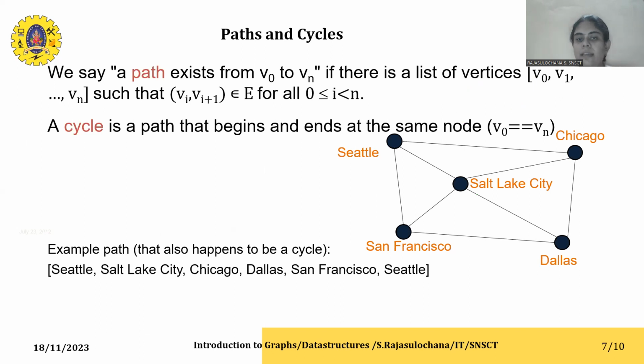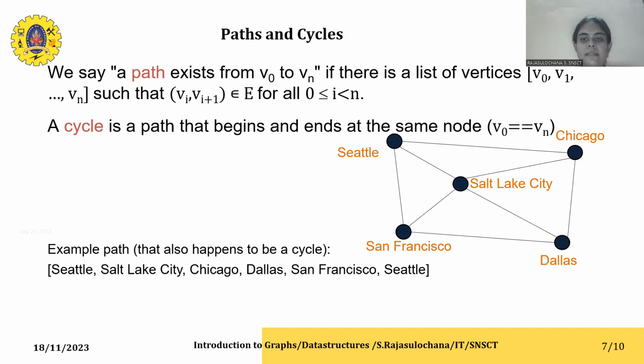Chicago from Seattle? Yes, I can reach Chicago from Seattle via San Francisco and Dallas, or through San Francisco and Salt Lake City, or through Salt Lake City alone. So there is a path, there is a connection, though it is not a direct connection, at least there is a connection or a path between Seattle and Chicago. So this is how we determine if two vertices have a path or not.